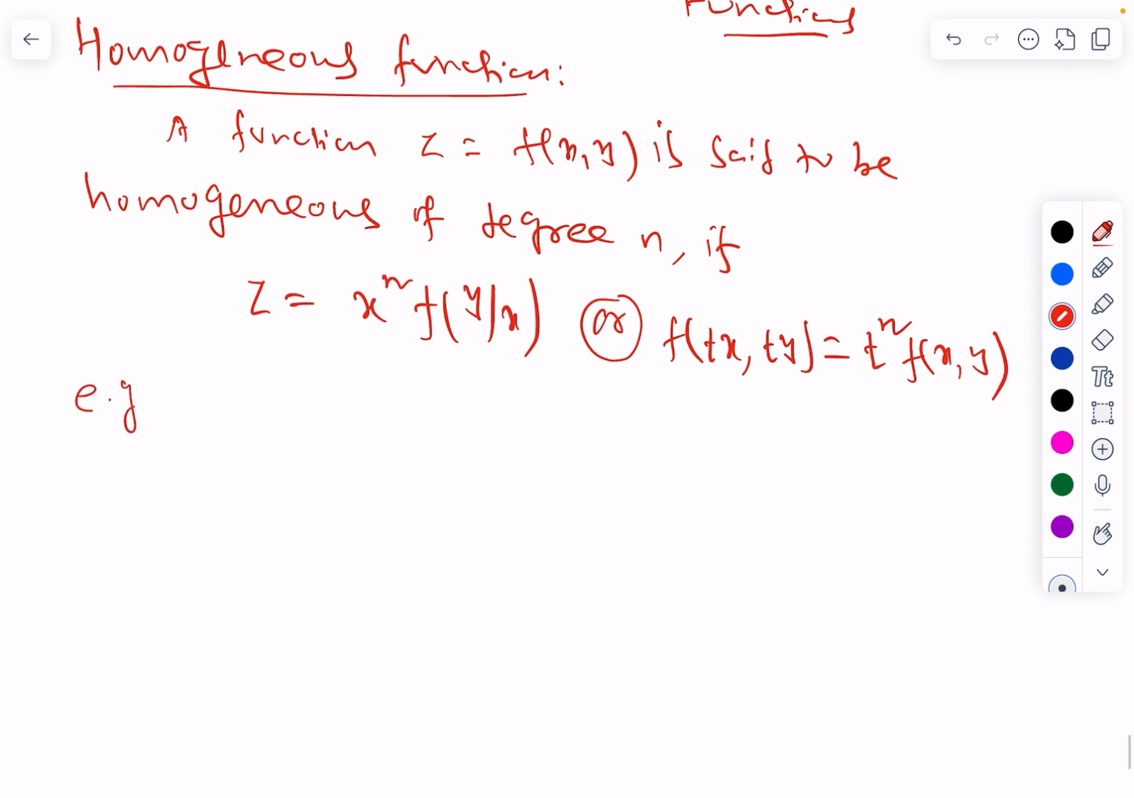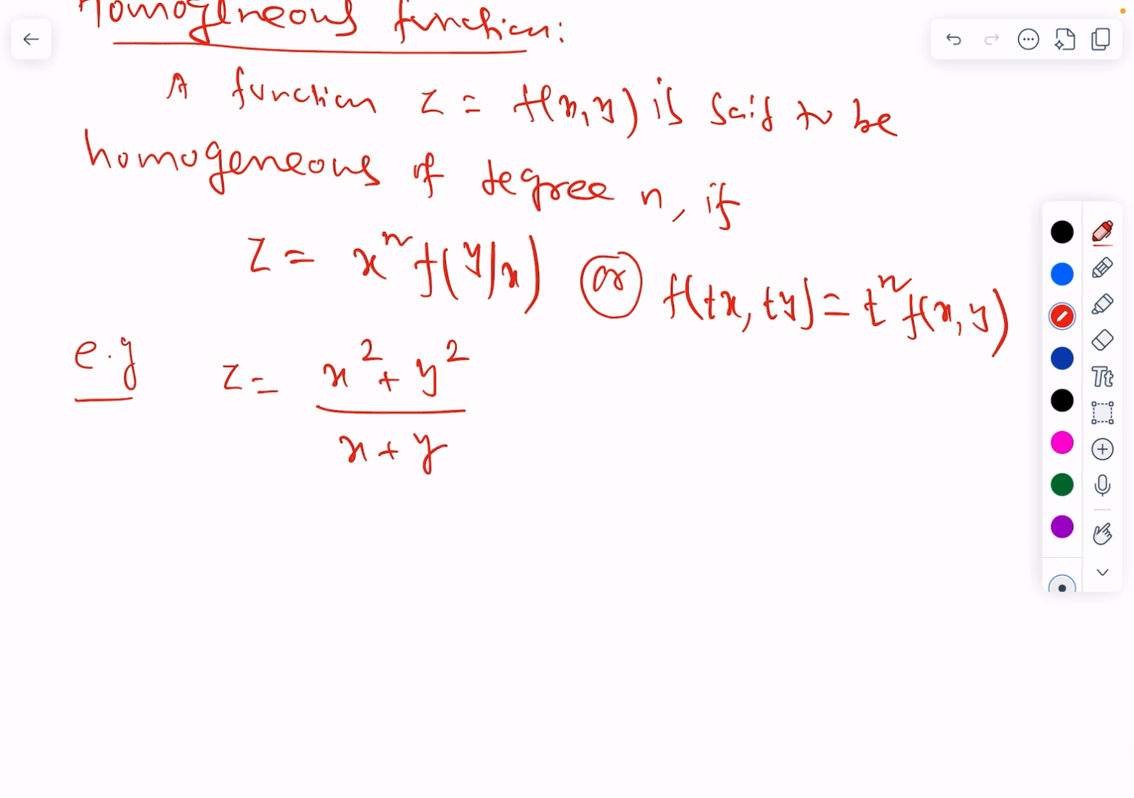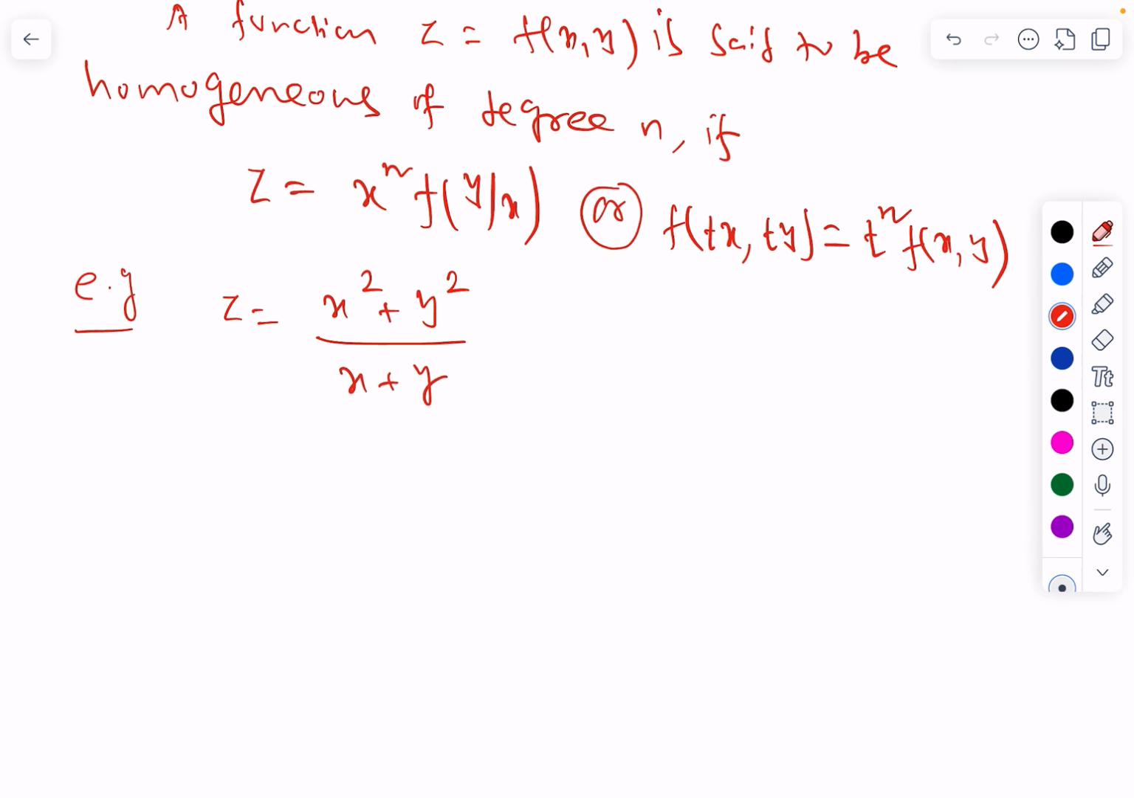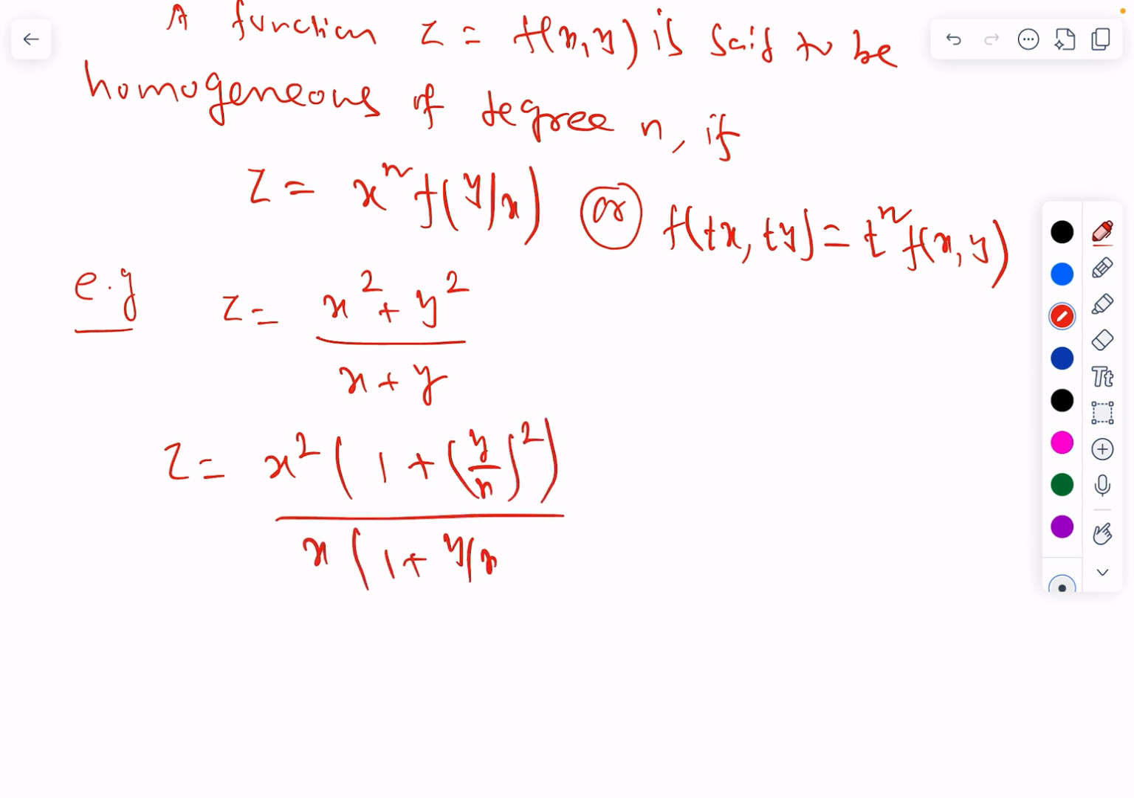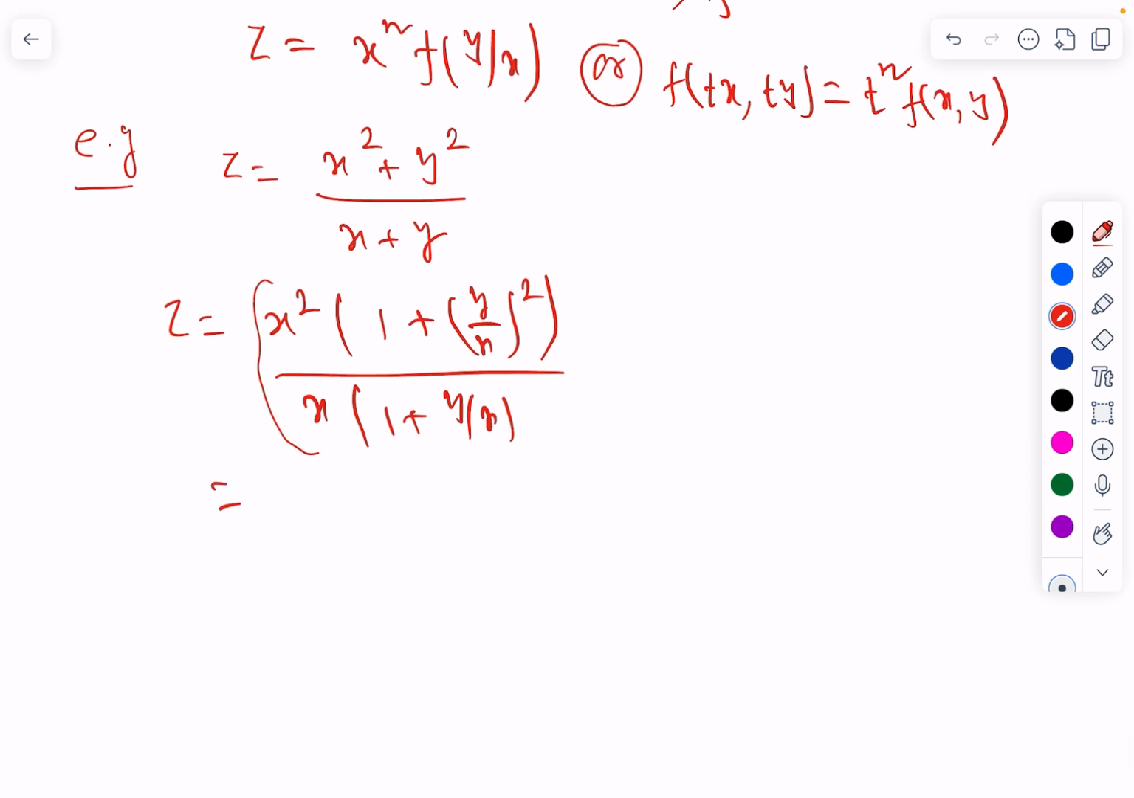Like, if we have z equal to, say, suppose x square plus y square over x plus y, then we can write this as, if we take x square outside here, it is 1 plus y by x square. Here we take x outside, it is 1 plus y by x. So now here we have x into some function of y by x only.